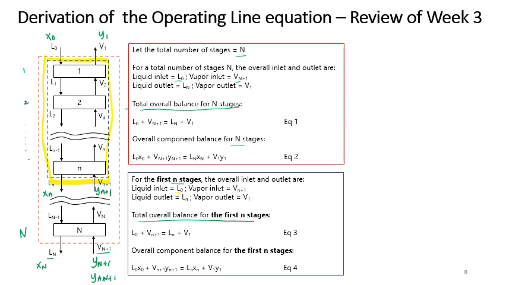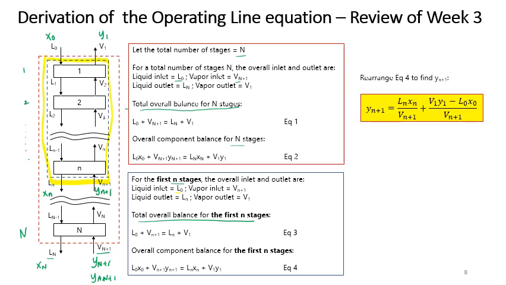From equation 4, you can rearrange to put y(n+1) as the subject, and you will get this equation in the box here. Essentially, you still have L(n) over V(n+1) as the slope of the operating line, and this is the y-intercept, as in y equals mx plus c. So this is the operating line for an absorption column with total number of stages N, but in this case inside the column, small n.